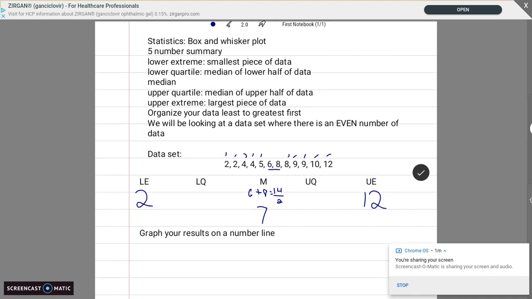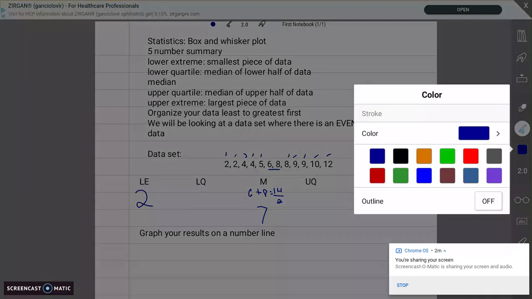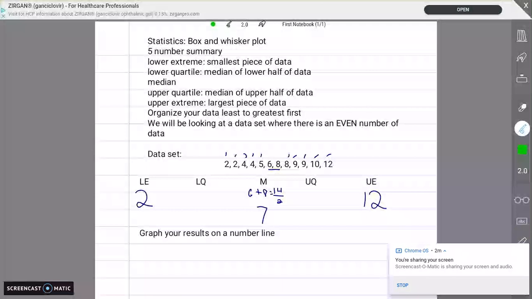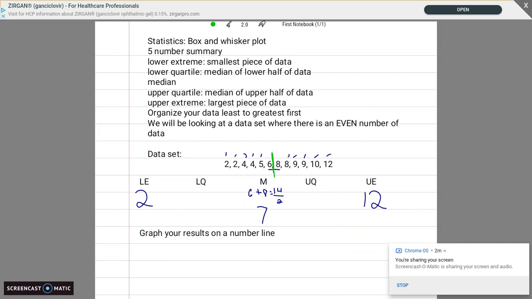Now we have to make our lower and upper quartiles. I'm going to use green for my lower quartile. The reason why this is a little bit different is because you had to find the average to find your median. That means your median is really in between this 6 and this 8. That's where you're going to divide your data. So in this green box here, that is really your lower quartile. You're going to use this piece, the lower half of the data. I'm sorry, I should have corrected myself with that.